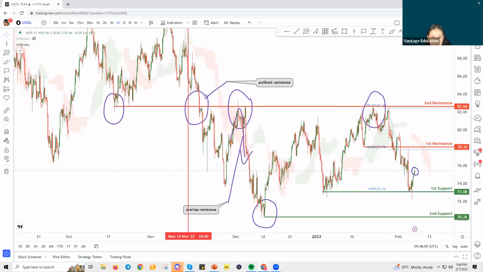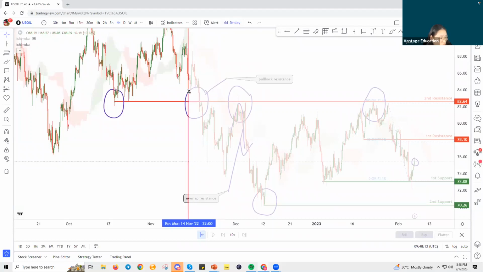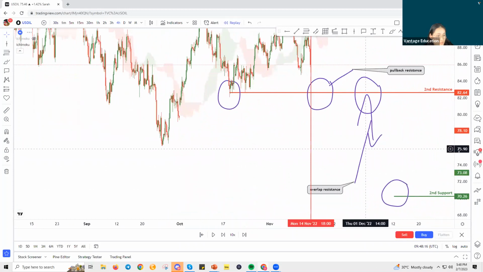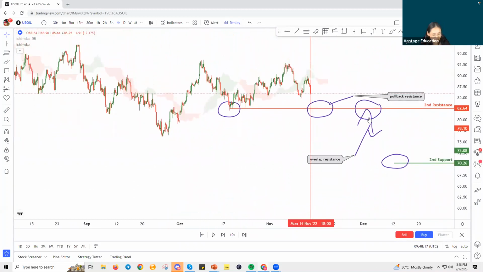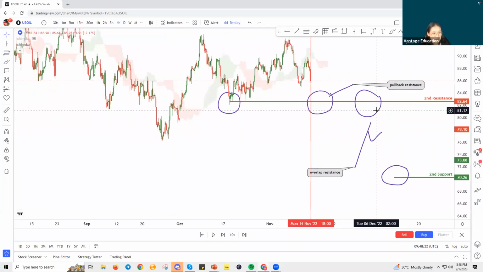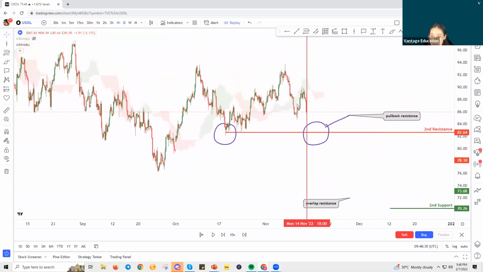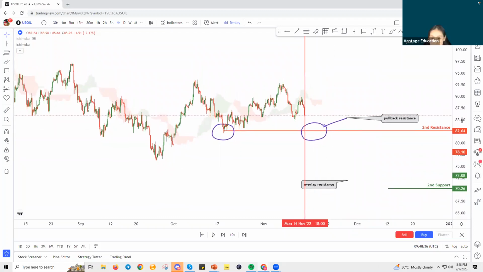If you enter the market at 14th December. Okay, let me replay to 14th November. Let me clear all this. Okay. So you're asking if you enter the market at 14th November, how would you know that it reaches the second support?